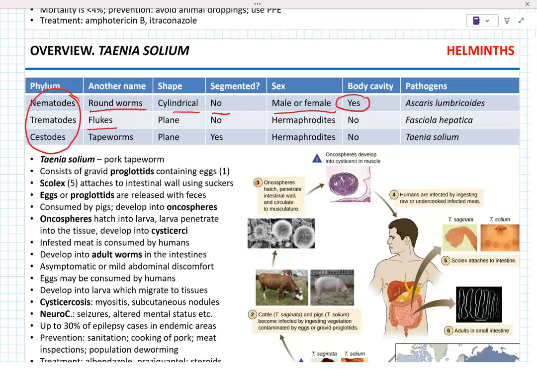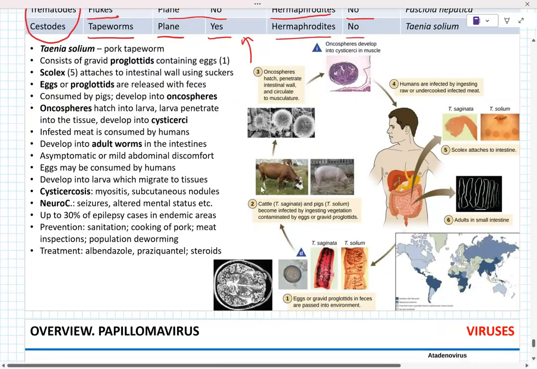Trematodes, also known as flukes, are flatworms that are not segmented. They are hermaphrodites, and they lack a body cavity. Finally, cestodes are the simplest of these worms. They are flat. They are segmented, which I'm going to demonstrate in a minute. Also hermaphrodites, and lack a body cavity as well. Effectively, these guys, tapeworms, feed themselves by diffusion of nutrients from the gut of the host.